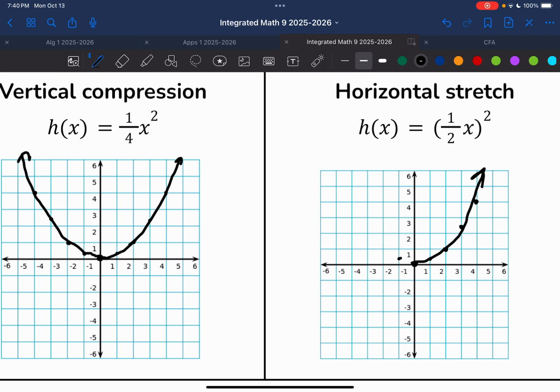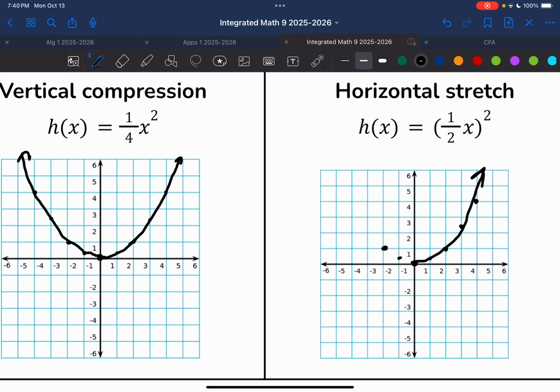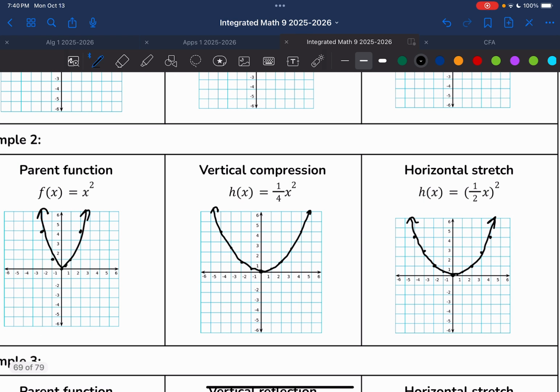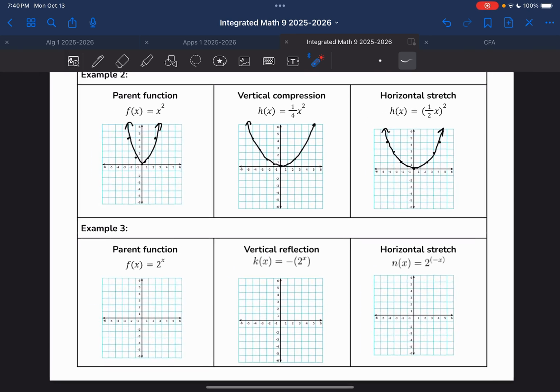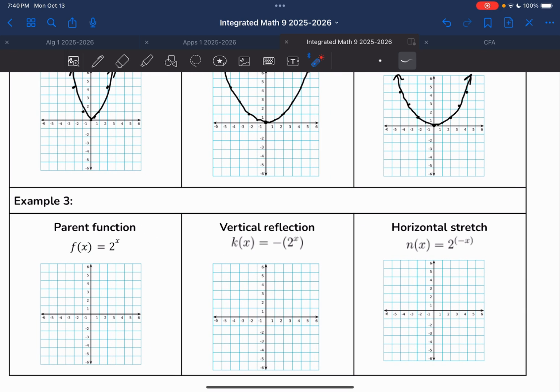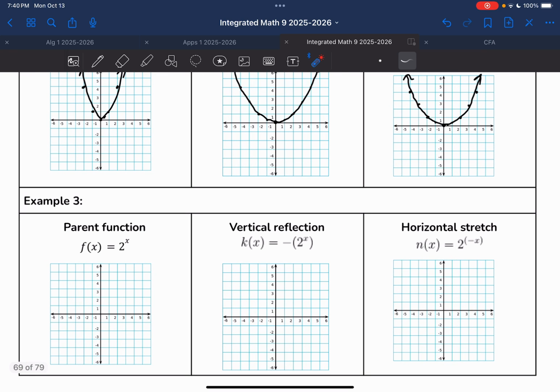So you can see that whether we think about it as a vertical compression by a scale factor of 1/4 or a horizontal stretch by a scale factor of 1/2, we get the same function either way. All right, and the other thing that we can do, this should not say horizontal stretch, this should say horizontal reflection.